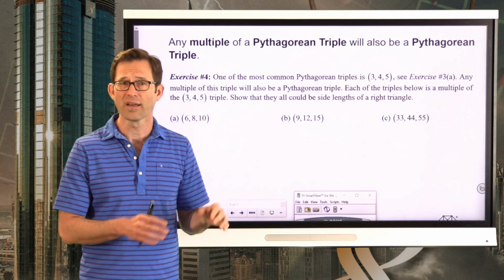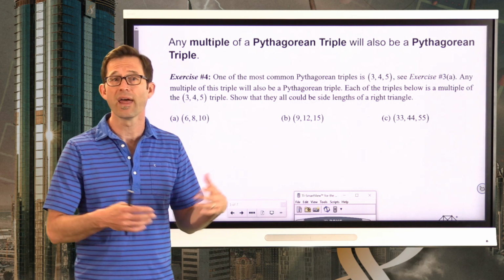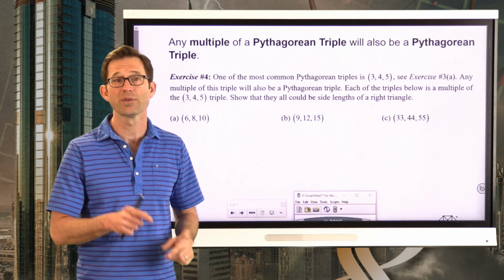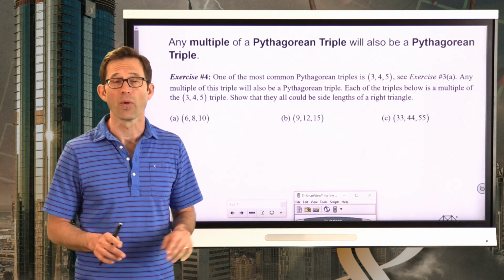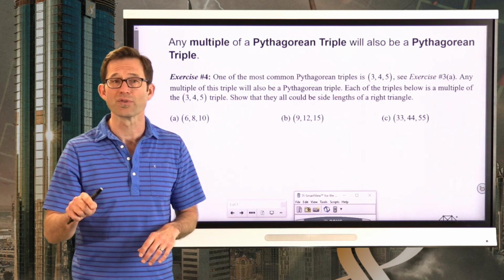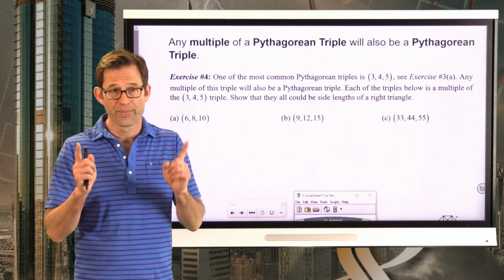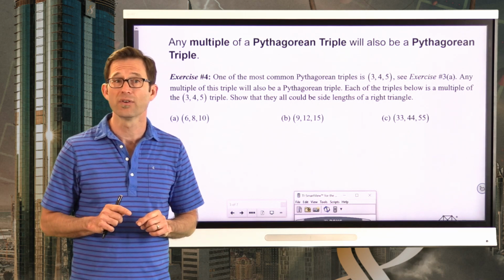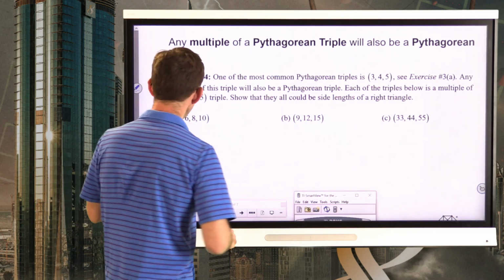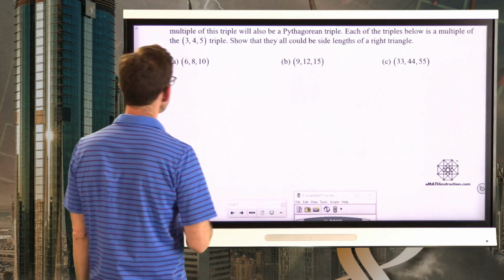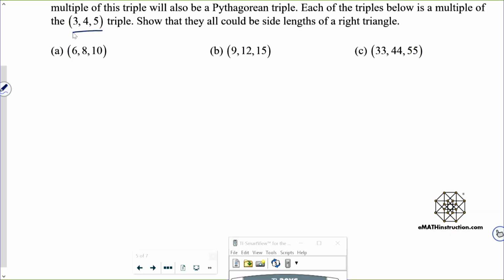And my claim is not just with the 3, 4, 5 triple, but any of them, like the 5, 12, 13 that we saw in the last problem. With any triple, if you multiply each one of the numbers by a whole number, or actually by any number, the resulting triple will also be a Pythagorean triple. So let's see how that works, right? So for 6, 8, 10, this is just twice 3, 4, 5.